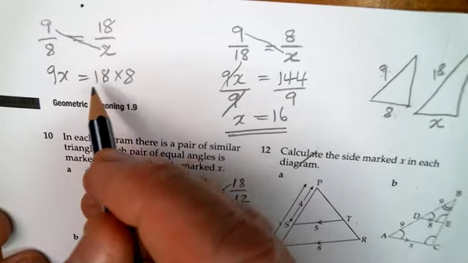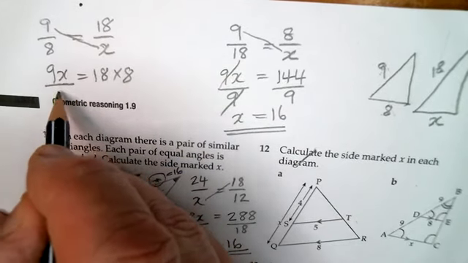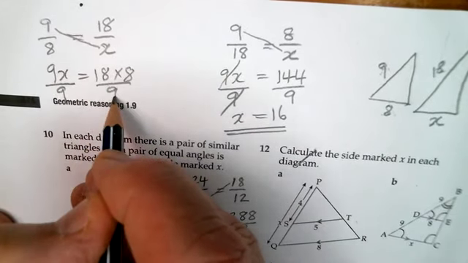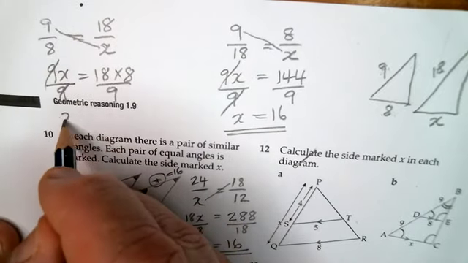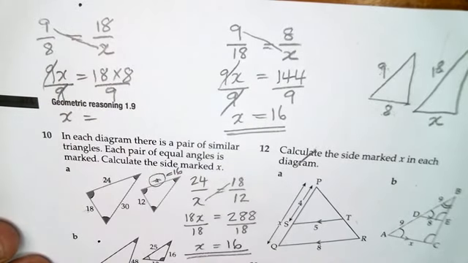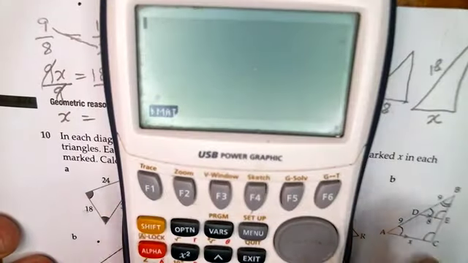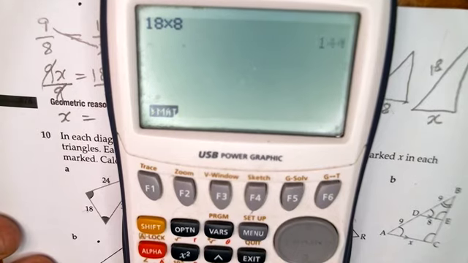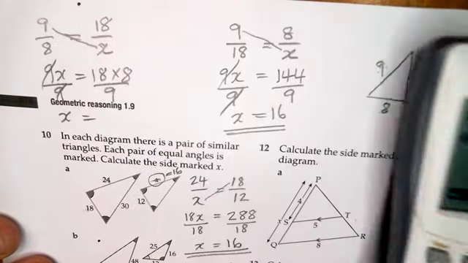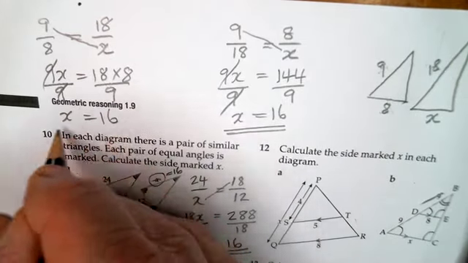Now I can divide both sides by 9, and x is going to equal 18 times 8 over 9. 18 times 8 divided by 9 is 16 again. And that is how I would do that.